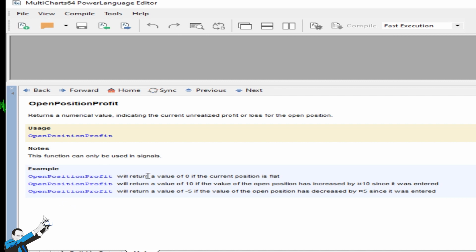Open Position Profit, and here there are also some examples of how it's used. It's said that it will return a value of 0 if the position is flat, so basically if it's at the parity level, a value of 10 when the open position is at least $10, and this small symbol here represents the currency. And one more example: if we write -5 here, it means that we'll have a loss of at least $5 compared to the entry price. So you see, this function, this keyword, is really very simple to use in the script of a trading system.